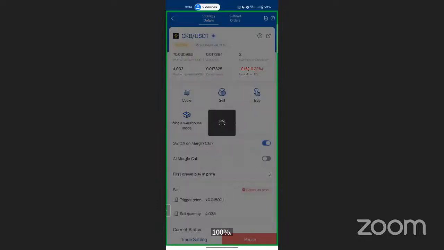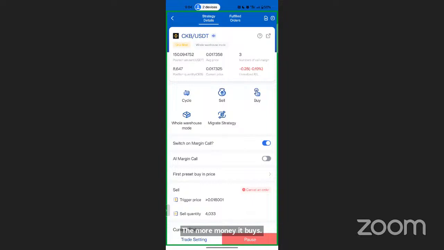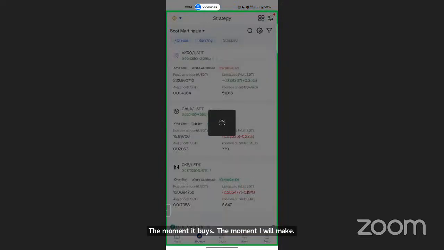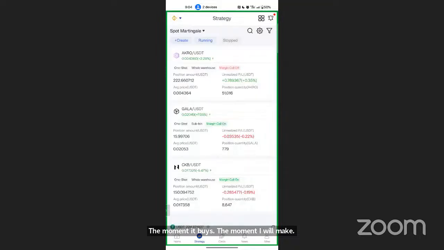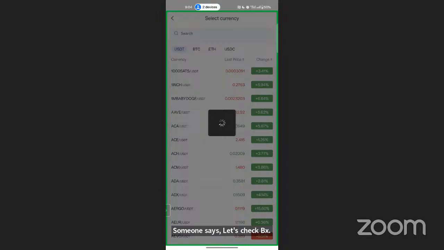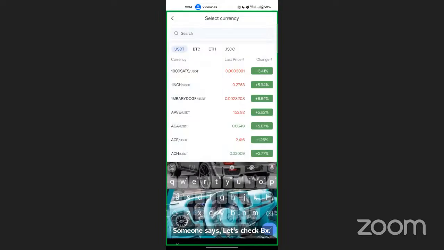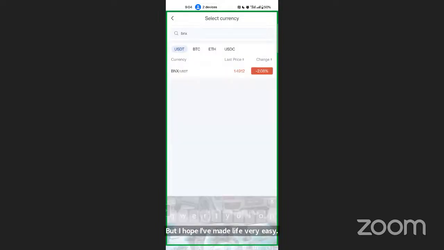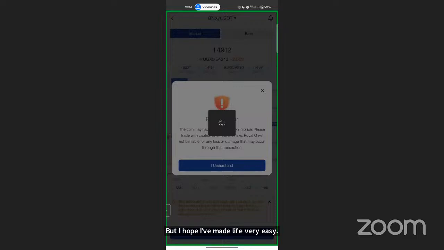The more money it buys, the more money I will make. Someone says, let's check BNX. But I hope I've made life very easy. Okay, BNX, it looks good.